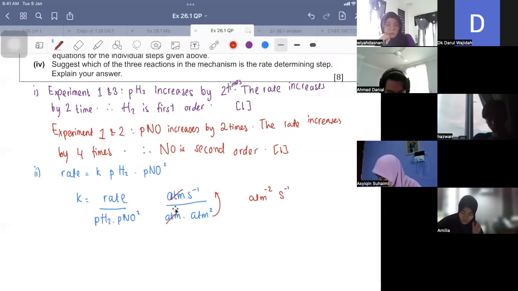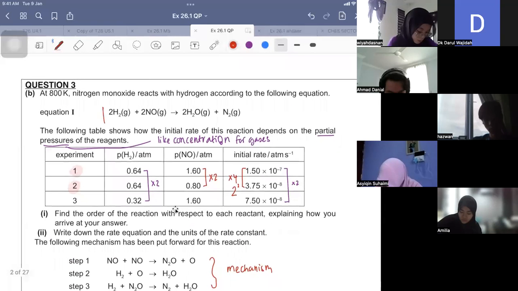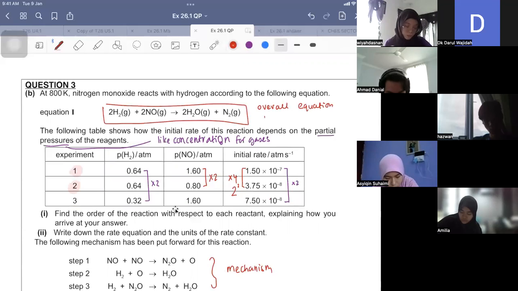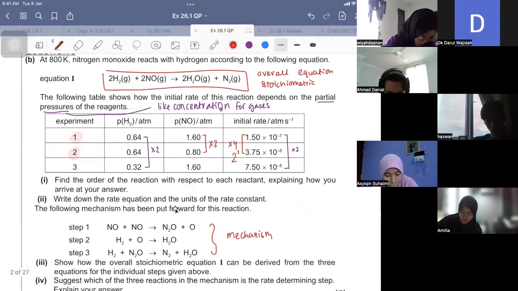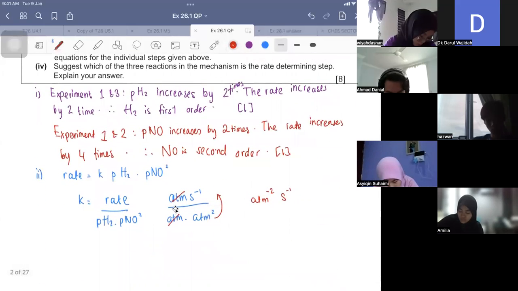The following mechanism has been put forward. Show how the overall stoichiometric equation can be derived from the 3 equations for the individual steps given below. So how this mechanism relates to the overall stoichiometric equation, or we just call this the overall equation. If you're wondering, stoichiometric is the mole ratio. So how do we relate the mechanism to the overall equation? We just add our steps 1, 2, and 3, and we literally just show it.